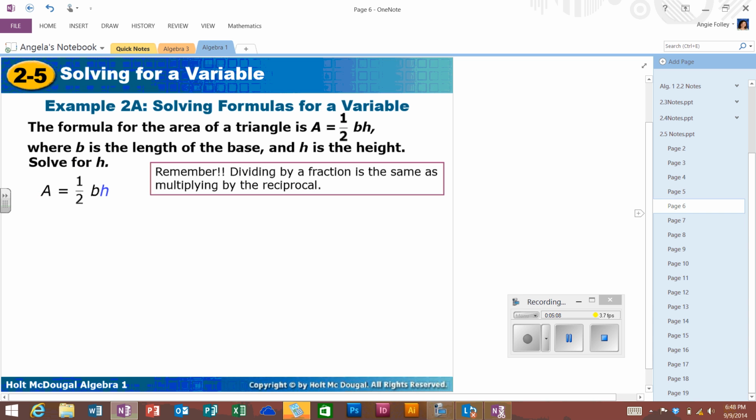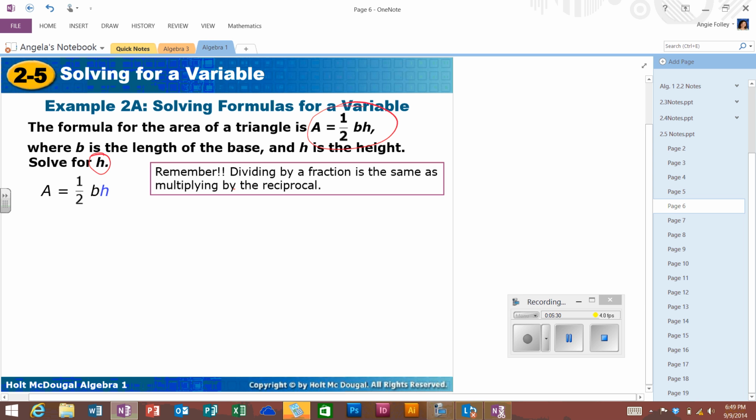All right, let's try another one. This time we really don't have any numbers, well, we have a half, but not many numbers. The formula for the area of a triangle is area is equal to half times the base times the height. We want to know what this formula looks like if we have it solved for h, meaning it's an h equals equation. Well, let's see.